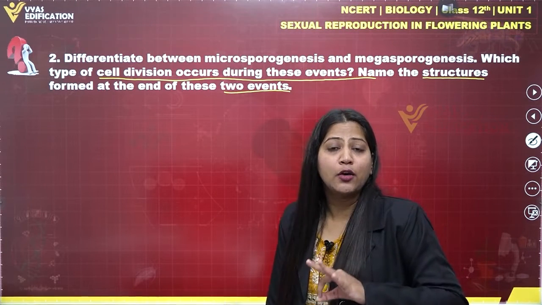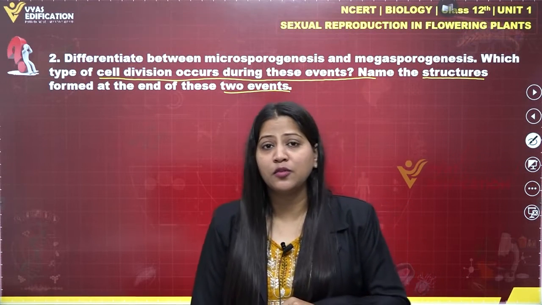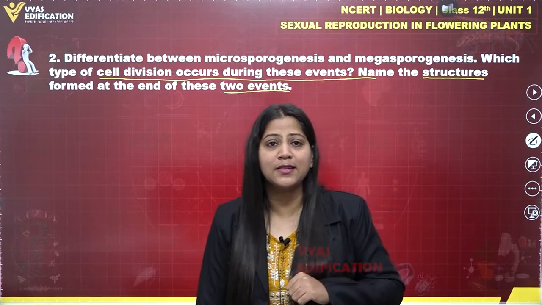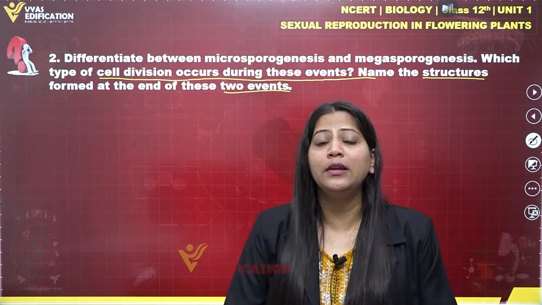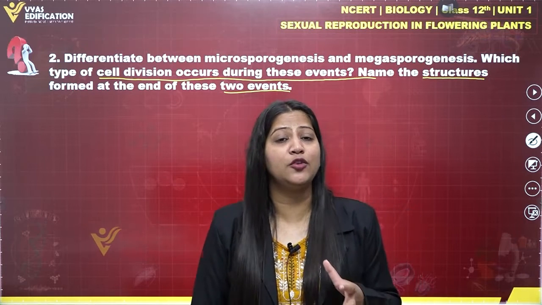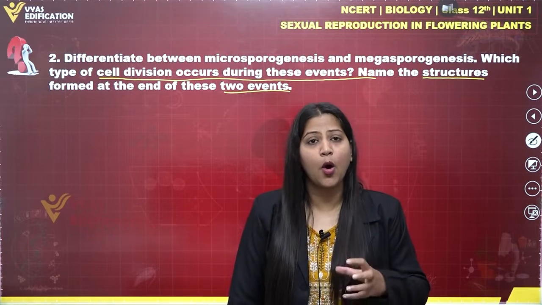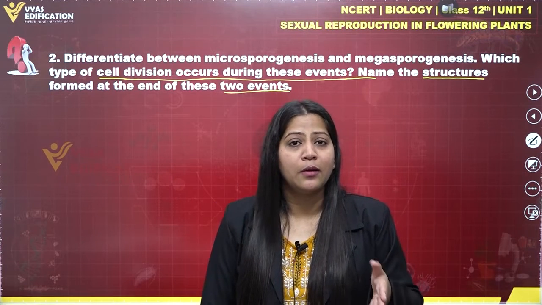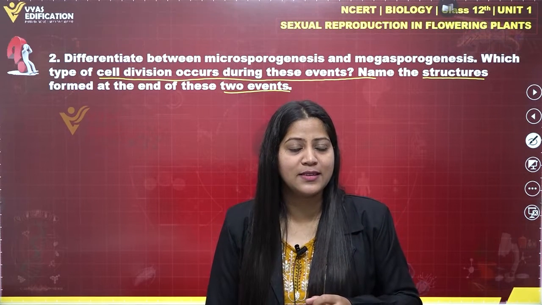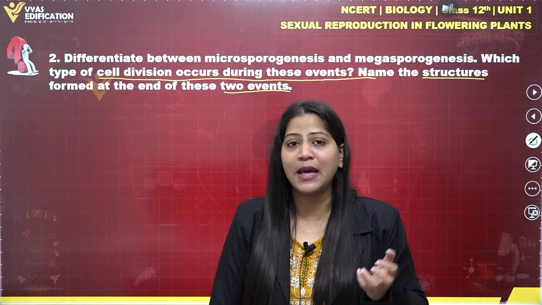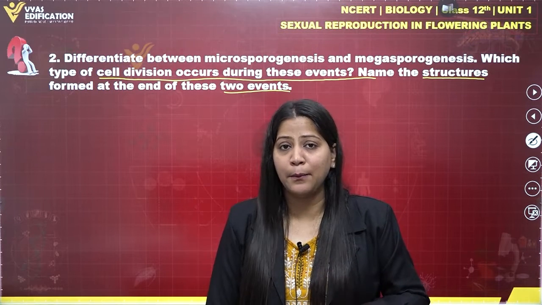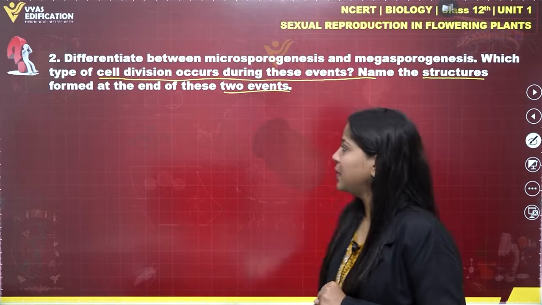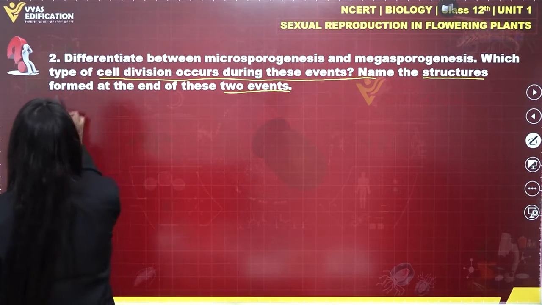So at the end of the process of microsporogenesis, we will get pollen grains, which are the male gametophyte, or we can say microspores. And at the end of the process of megasporogenesis, we will get the female gametophyte such as embryo sac, or we can call it megaspore. So now we have completed, and let's write the answer.